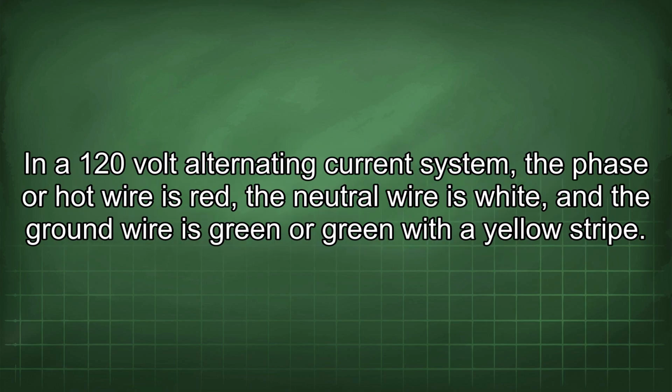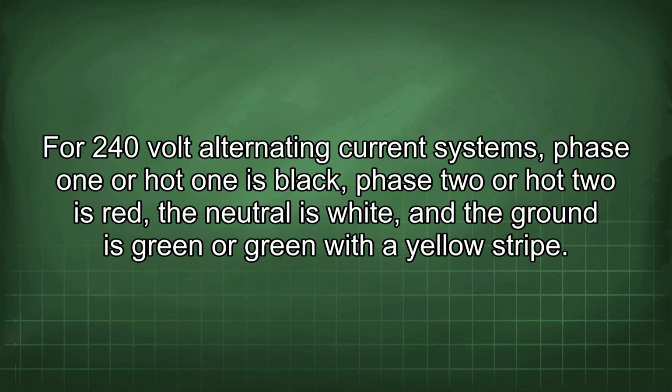In a 120-volt alternating current system, the phase or hot wire is red, the neutral wire is white, and the ground wire is green or green with a yellow stripe. For 240-volt alternating current systems, phase 1 or hot 1 is black, phase 2 or hot 2 is red, the neutral is white, and the ground is green or green with a yellow stripe.